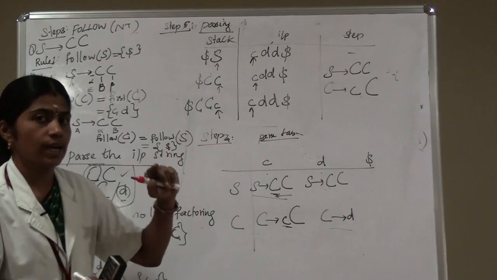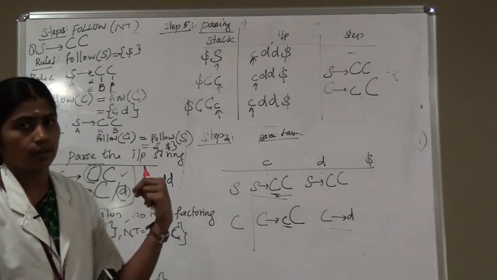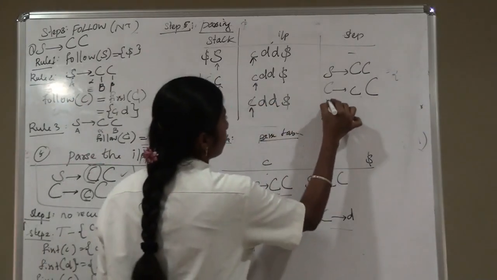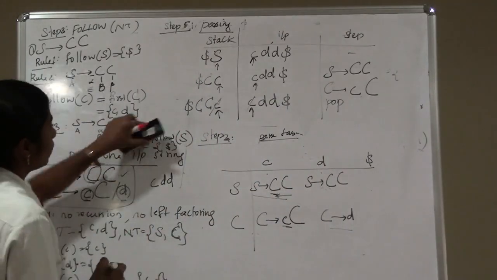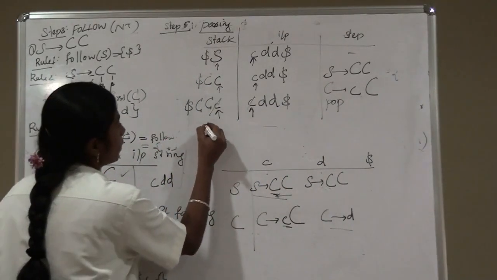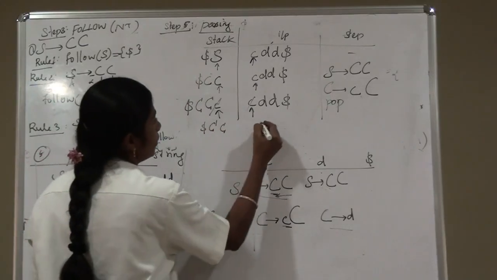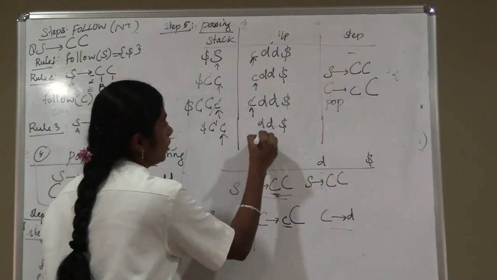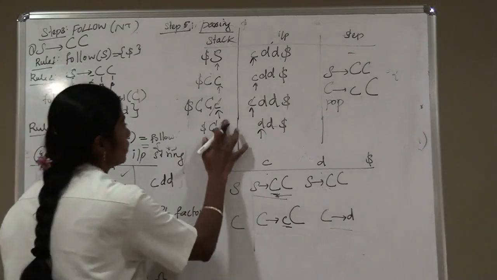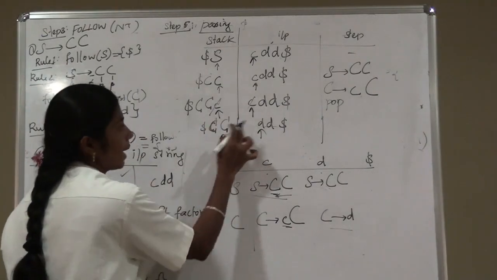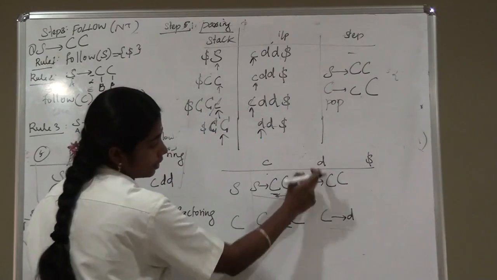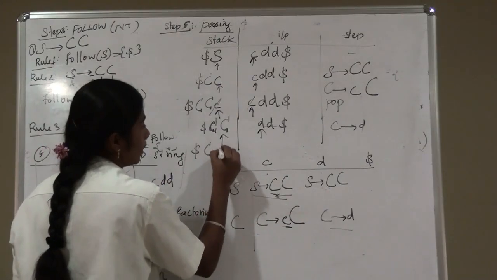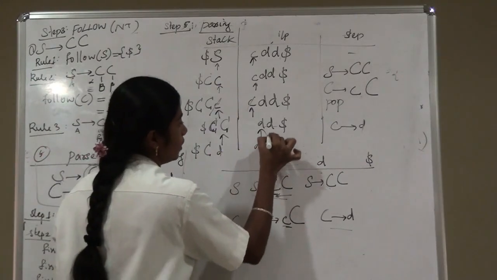I told you that if you have the same symbol on the top of the stack and in the input, then it will be popped out of the stack. So it will be popped, and you have the remaining. What will be remaining here? We will have capital C, and here you have small d dollar, right? So then you find the relation between this capital C and d. What is the relation between capital C and d? You have an entry C derives small d. So instead of capital C, I will place the small d, and you have d dollar.